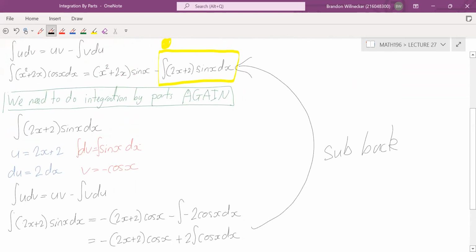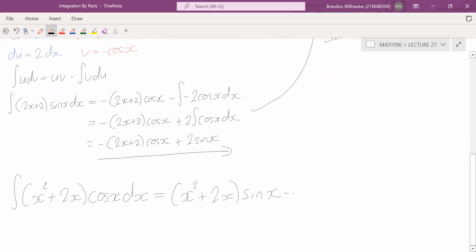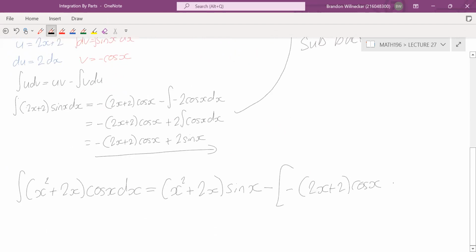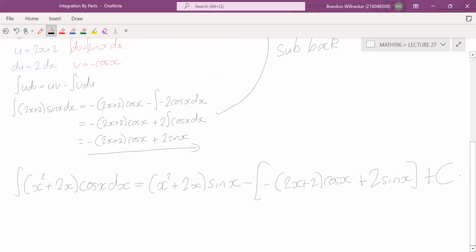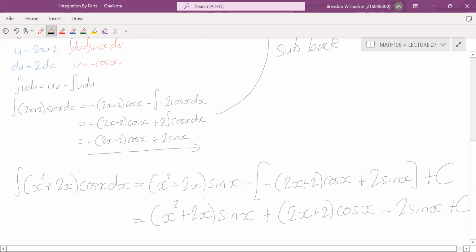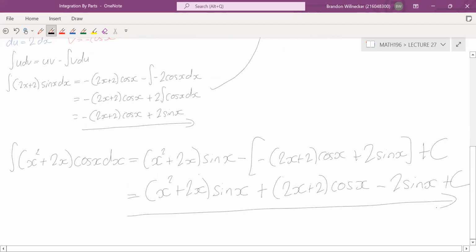And then we need to subtract the integral that we just worked out. So minus, and then the stuff we just worked out was minus 2x plus 2 cos x plus 2 sine x. And now we can add the plus c because it's an indefinite integral. So this gives us x squared plus 2x sine x. The minus and the minus make a plus. So we have plus 2x plus 2 cos x, and then minus 2 sine x, and then plus c. Okay, and then this is our final answer.